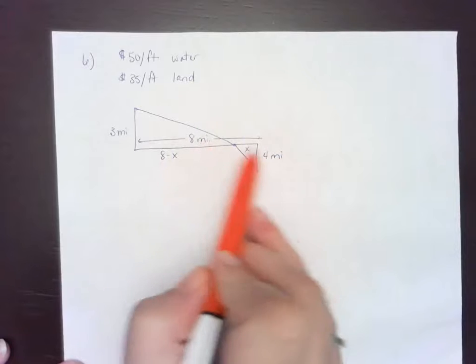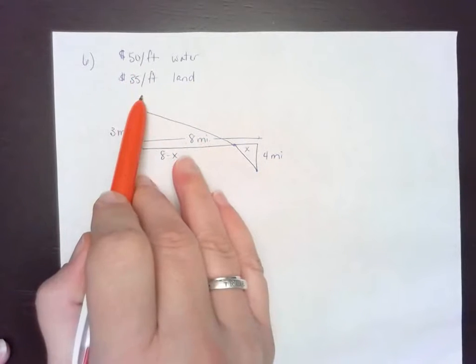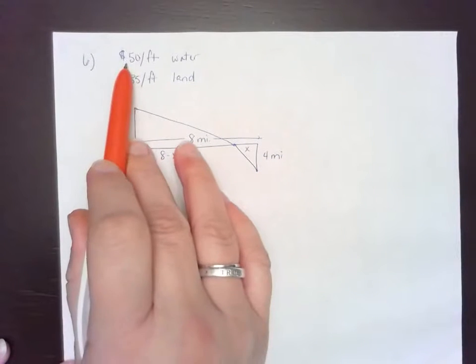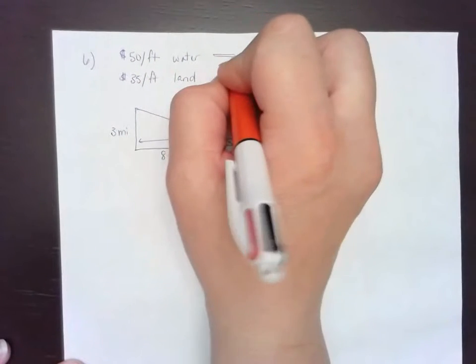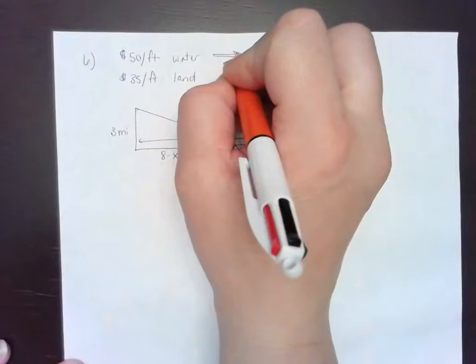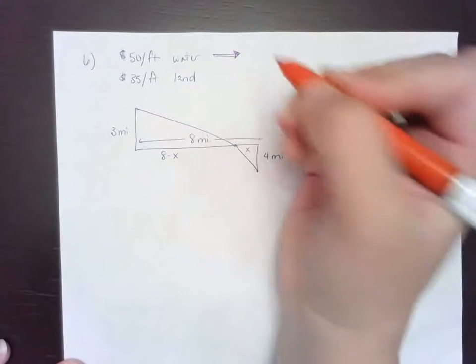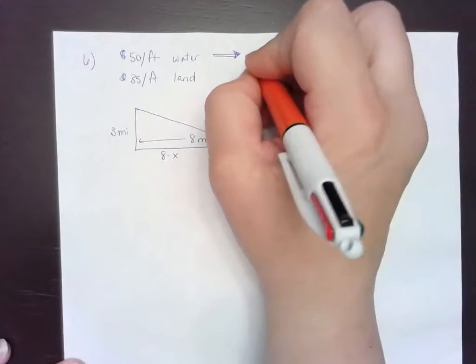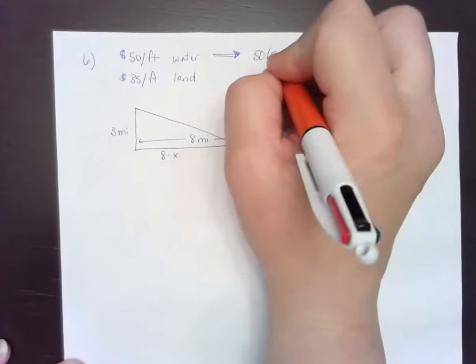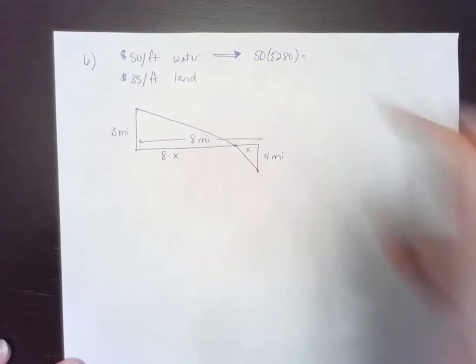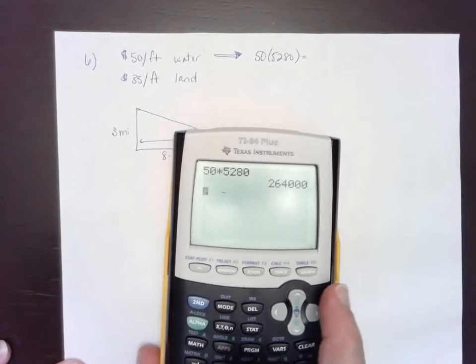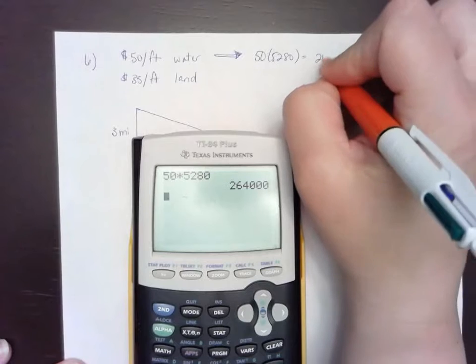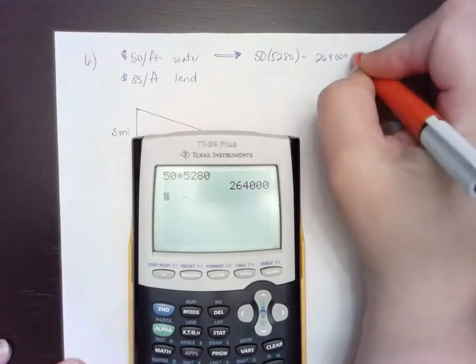Also keep in mind that if I'm talking about miles, then I better be talking about money in terms of miles. If it's $50 per foot, then what is that per mile? Well, how many feet are in a mile? There's 5,280 feet in a mile, so $50 for every foot is 264,000 per mile.